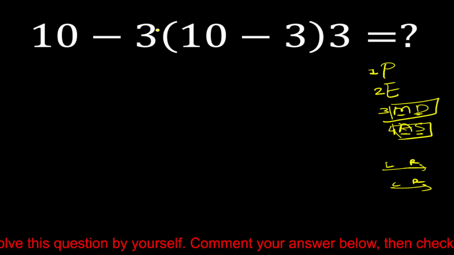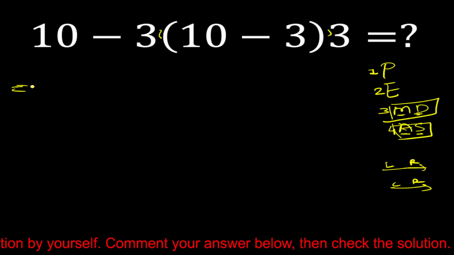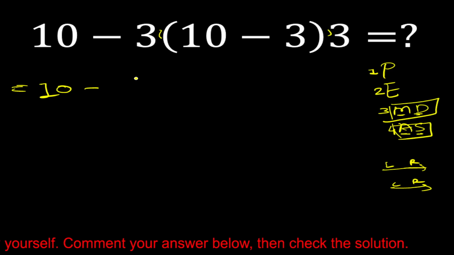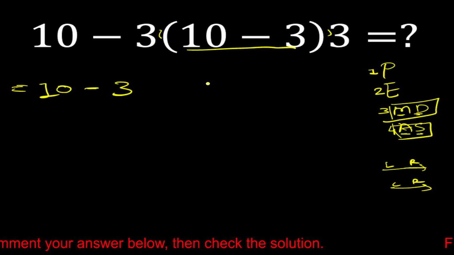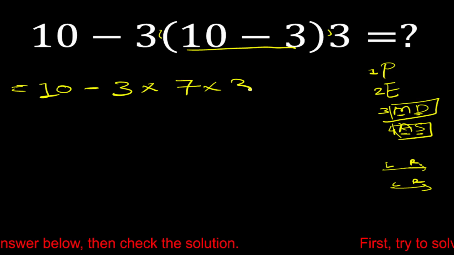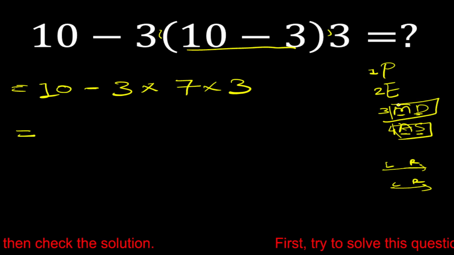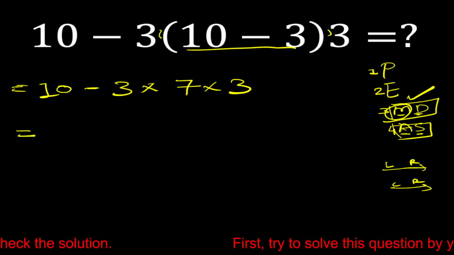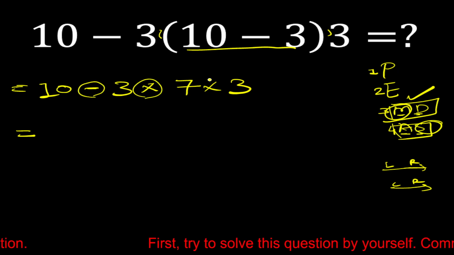Okay. So first we have to solve this parenthesis. So is equal to 10 minus 3. Now solve this parenthesis. 10 minus 3 is equal to 7 multiply 3. Okay. Now according to PEMDAS rule, first priority is multiplication. Then we have to solve subtraction. Okay. So here is subtraction and here is multiplication.